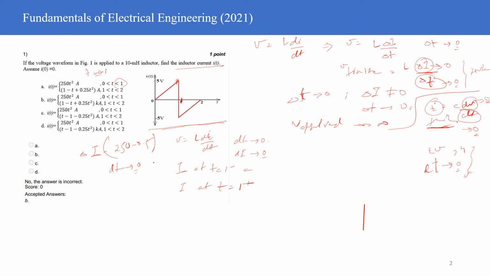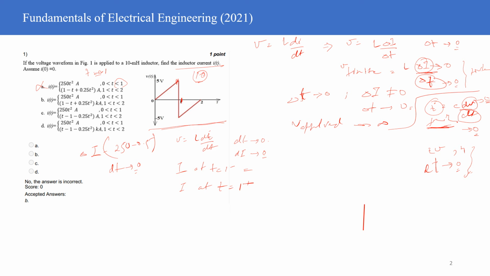So this is not a possible scenario because this will require an infinite voltage to be applied across the inductor. But the voltage applied across the inductor at time t = 1 minus and time t = 1 plus is only 10 volts, right? The change in voltage is only 10. So this is not a practical scenario, and therefore A definitely cannot be an option.